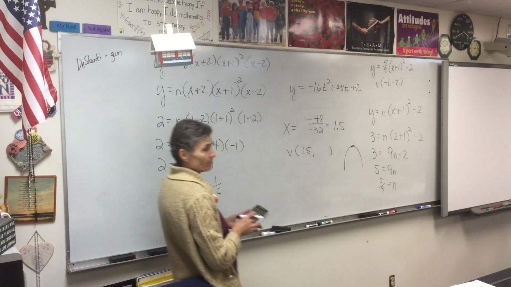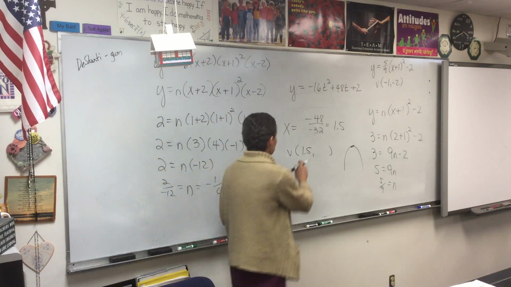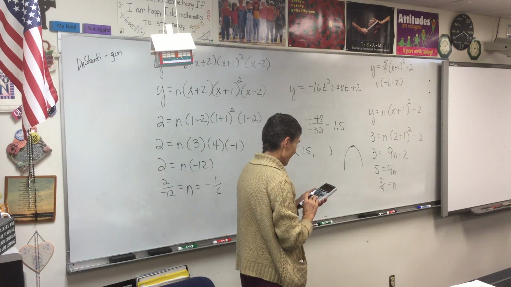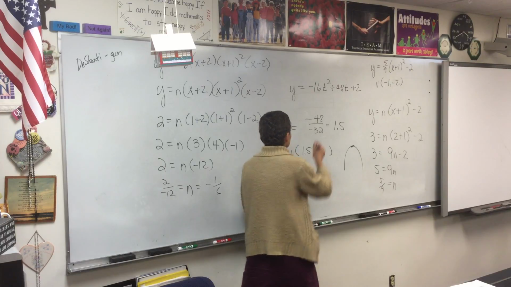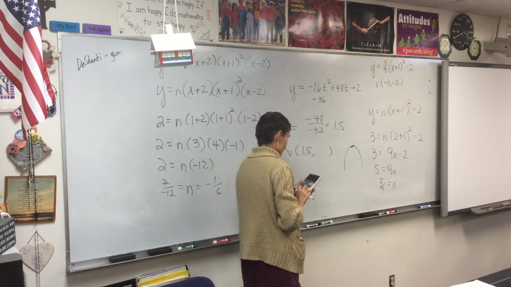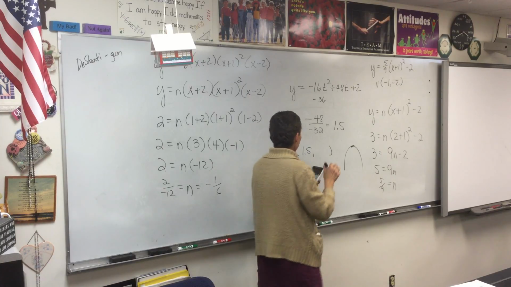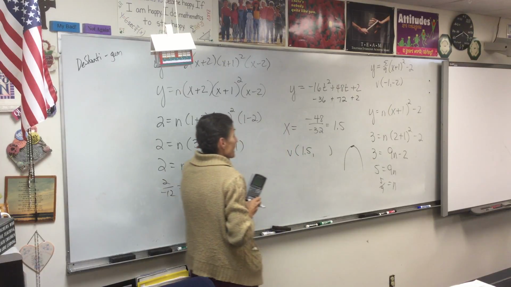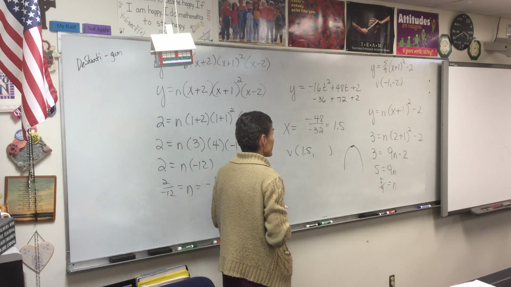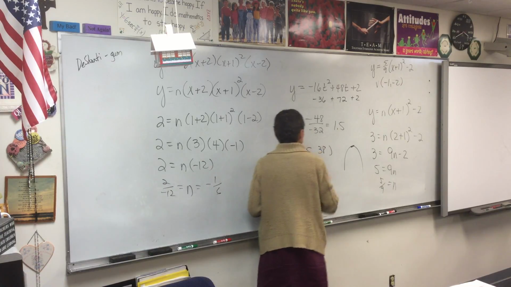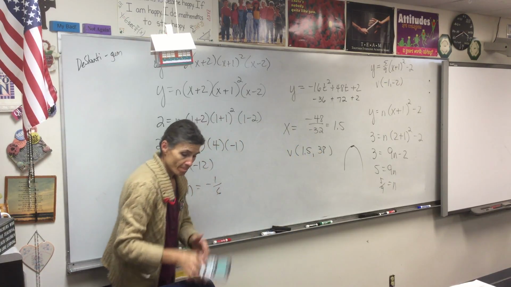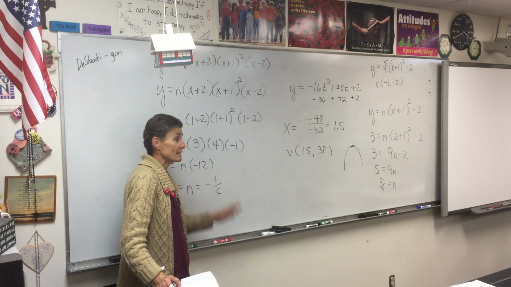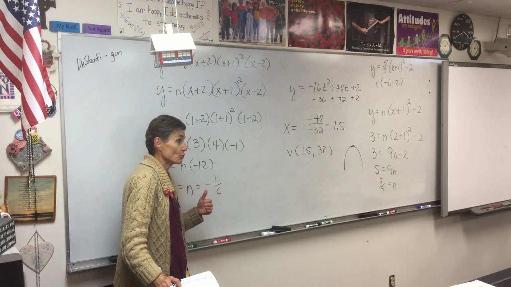How do I find my y coordinate? Plug it in. So I'm going to take 1.5 and square it, and take it times negative 16. That's negative 36. 48 times 1.5 is 72, and then plus 2. So what does that add up to? 38. Everybody with me so far? That's exactly what we did before, only now I have to interpret it.